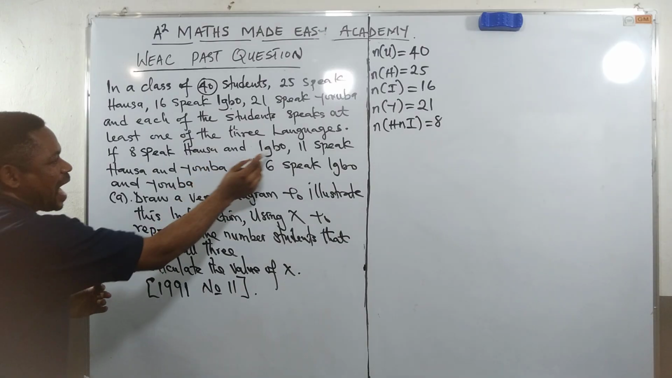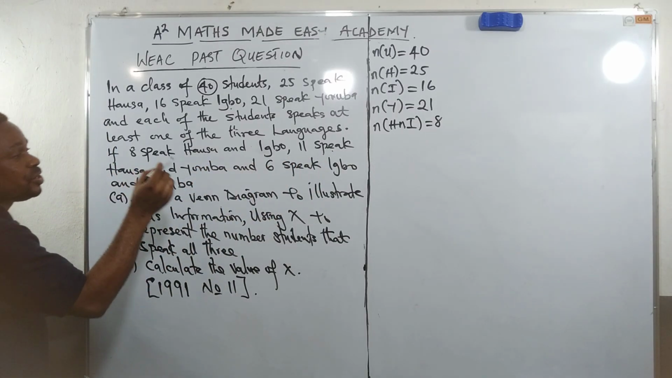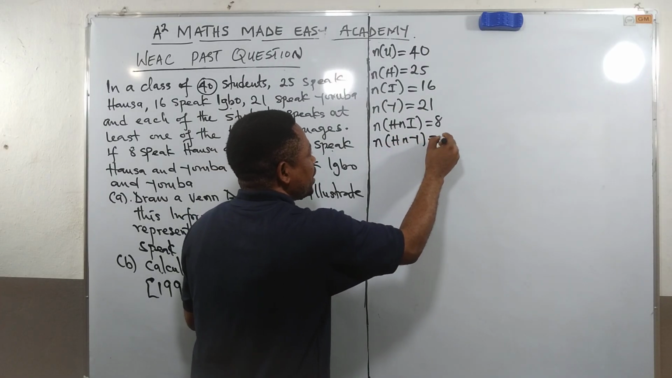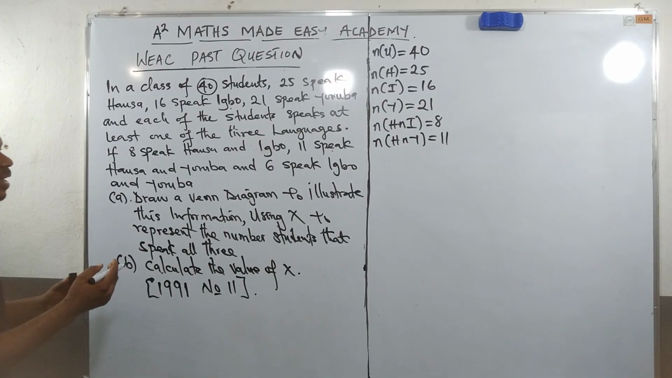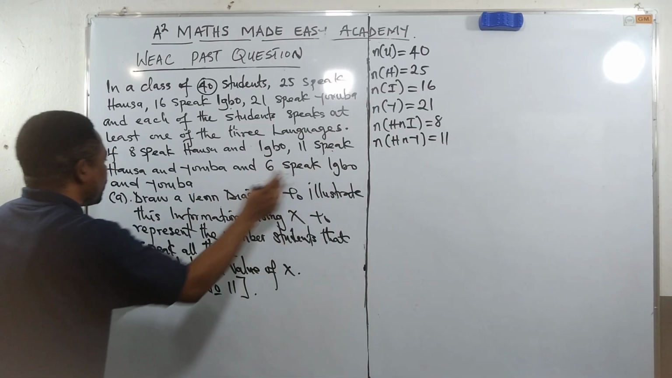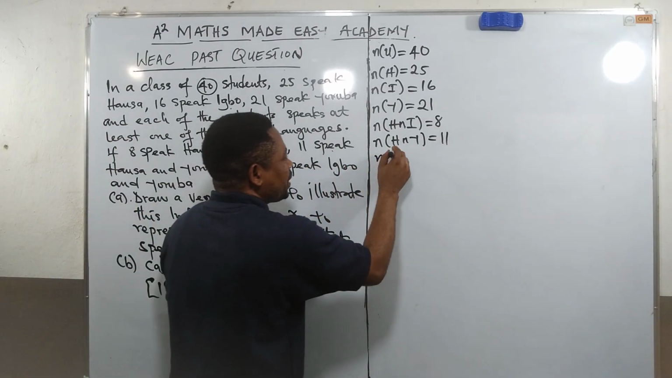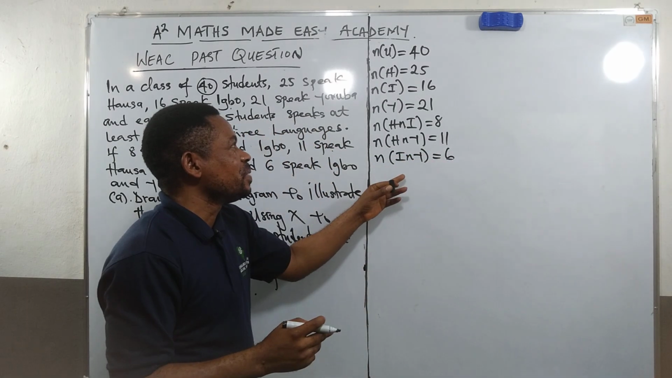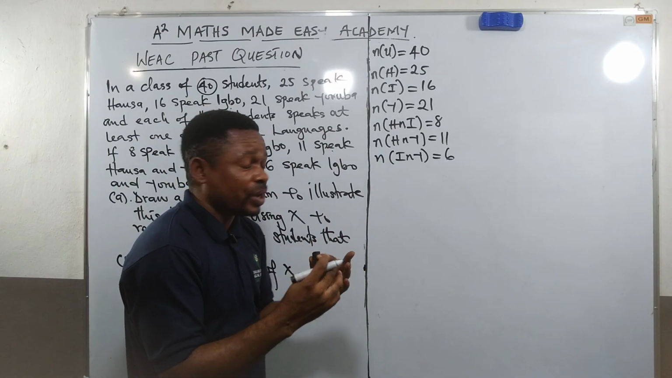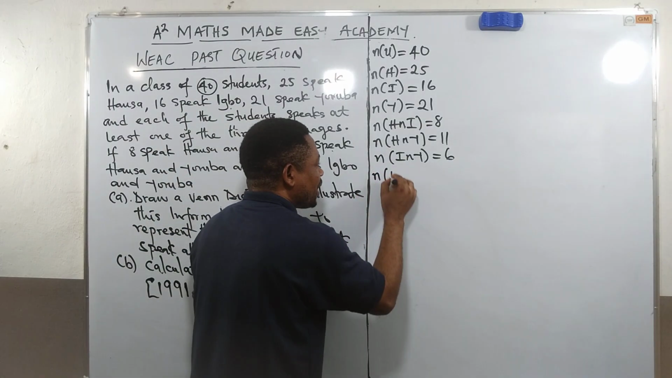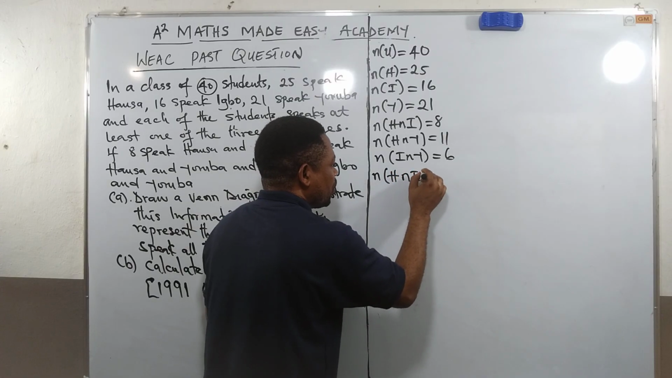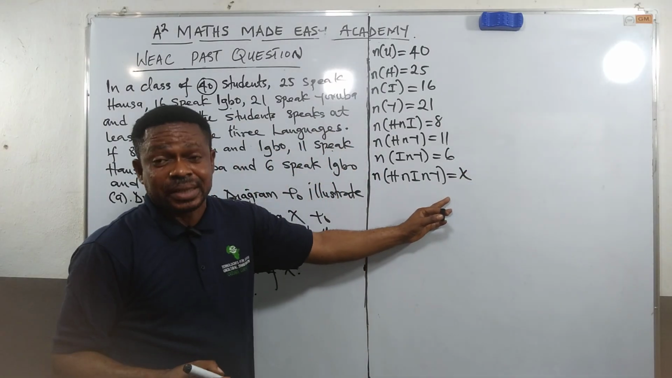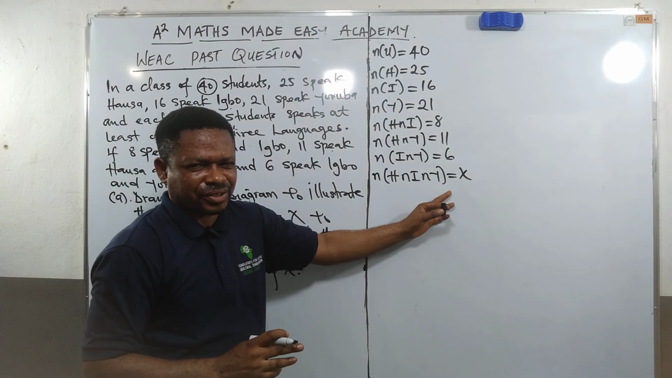Now watch again. 11 speak Hausa and Yoruba, so the number that speaks Hausa and Yoruba is 11. And 6 speak Igbo and Yoruba, so the number that speaks Igbo and Yoruba is 6. Something is missing here: the number that speaks all three languages, Hausa, Igbo and Yoruba, we don't know. The question says we should use X to represent it. So let us call it X.